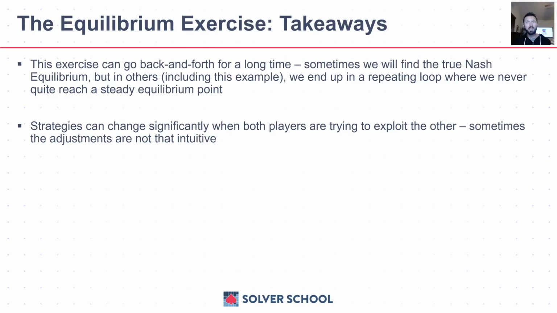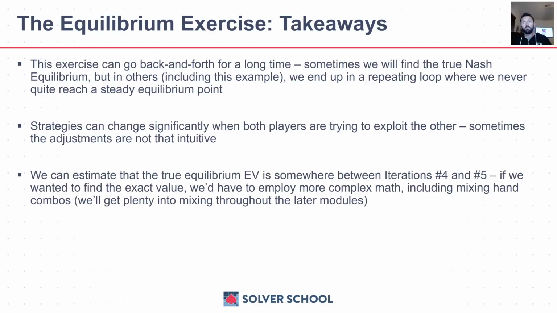Sometimes the adjustments that you see are really not that intuitive. So folding kings in that spot is not that intuitive, while at the same time calling ace high is not that intuitive. Now we can estimate the true equilibrium in this situation is probably somewhere between iterations 4 and 5. We can estimate the EV probably fits somewhere between that range. And, if we wanted to, we could find the exact value. We'd have to employ a little bit more complex math, including mixing some hand combos, which we'll get plenty to mixing throughout later modules. But, as you can see here, this is a fairly simple example, and the math is fairly complicated for us to do on our own.